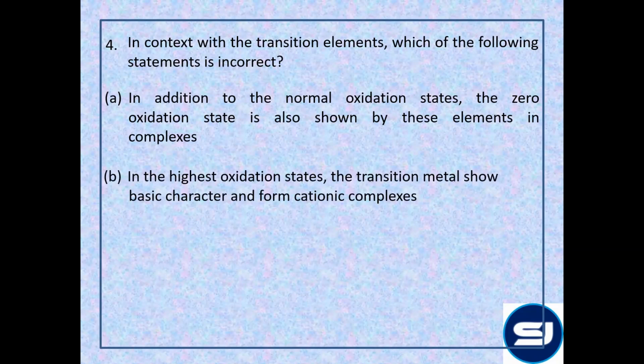In the highest oxidation state, the transition metals show basic character and form cationic complexes. False. Now इसमें if you remember, मैंगनीज के मल्टीपल ऑक्साइड्स थे. MnO, rather Mn2O3, then MnO2 and Mn2O7.